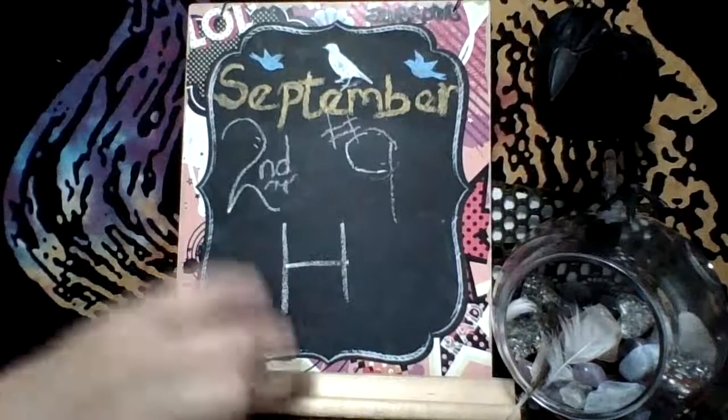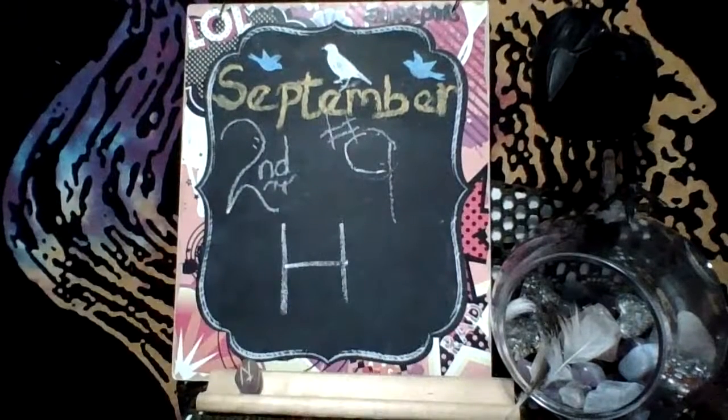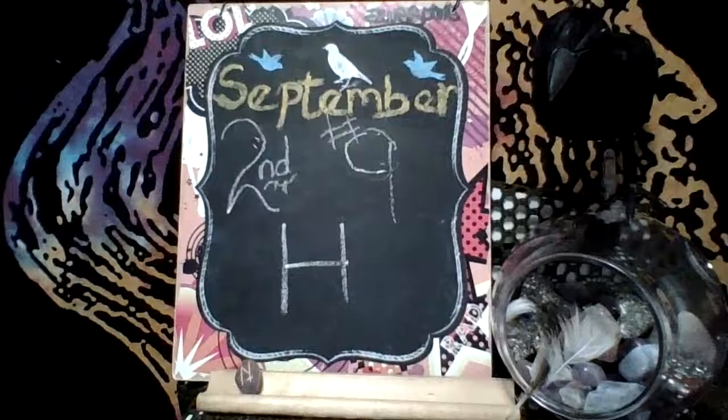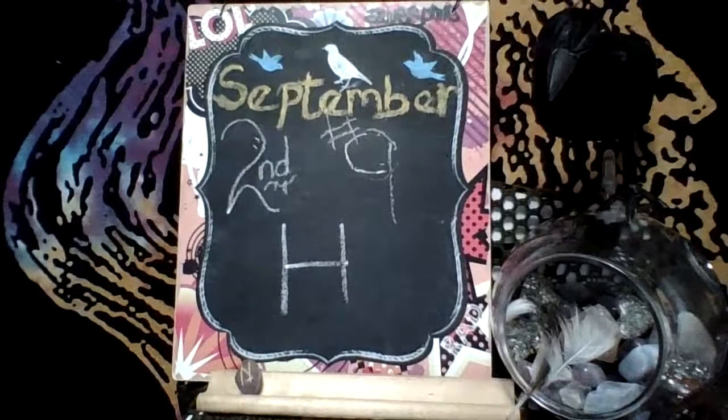Okay, so again, 9s, it's about completions of a cycle, putting the past behind you. So Spirit's like, if you don't want to make this ending, we're going to come in and we're going to help you. We're going to force you to.